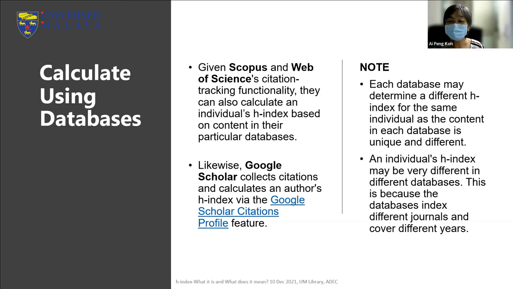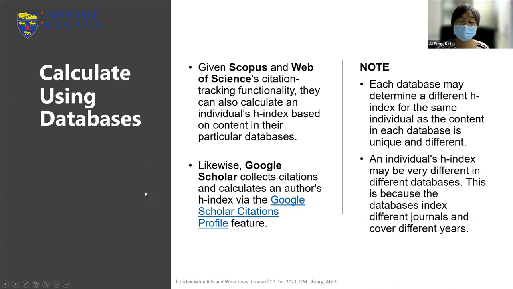Okay, please be aware, each database may determine a different H index for the same individual, as the content in each database is unique and different. An individual's H index may be very different in different databases. This is because the databases index different journals and cover different years. If you are a very senior researcher, very senior means how senior? If you published before 1990, then perhaps Web of Science will give you a better H index. Why? Because the coverage of Web of Science goes back to the 1960s. If not, normally Scopus will give you a higher H index.